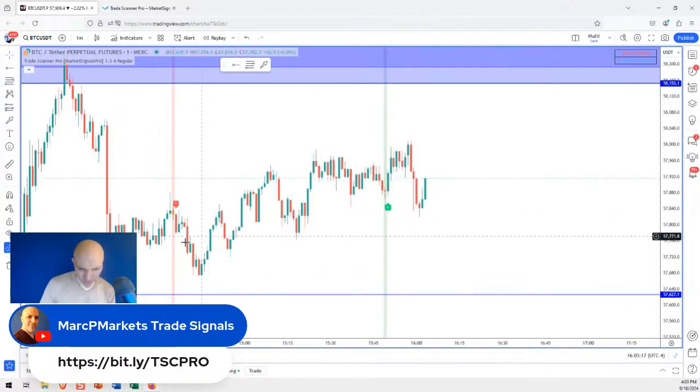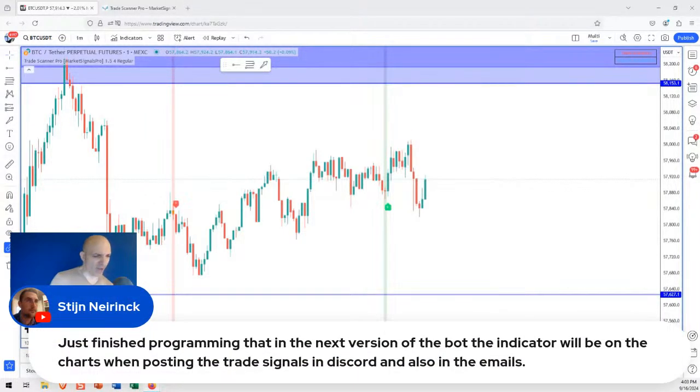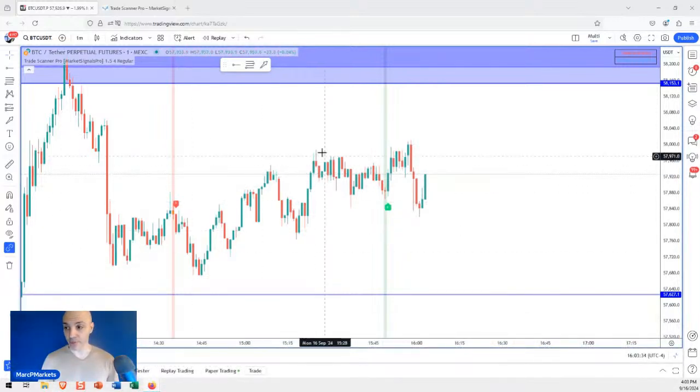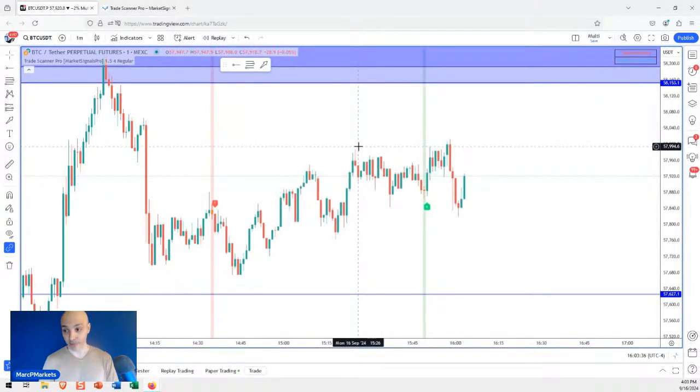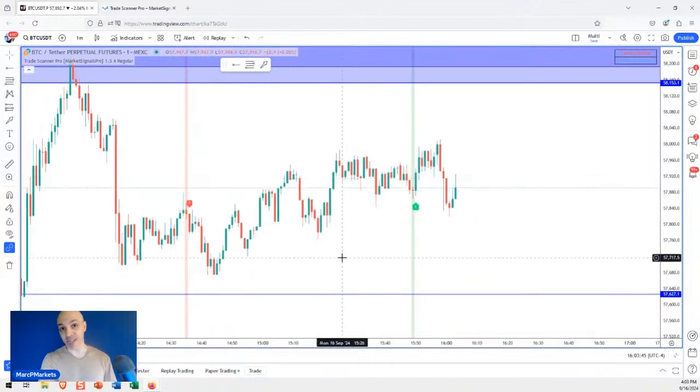Now, Steen says here, just finished programming that in the next version of the bot, it will be on the charts. Oh, cool. So what Steen is telling us there is the bot will now be able to show the signals on the chart, where before the bot only showed the chart. That's a big deal. Wow, that's really cool, Steen. Thanks. When we send out an email, you'll have the signal on the chart, where before it was just giving you a blank chart, just like I was showing you.